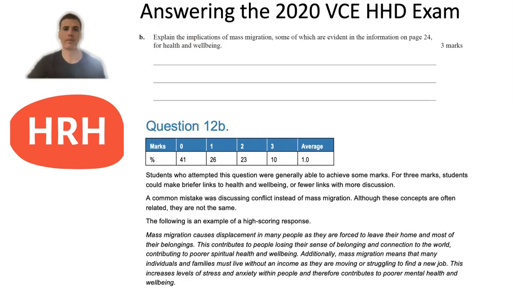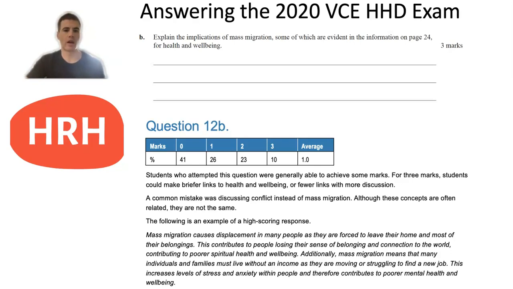Part B was asking you to explain the implications of mass migration, some of which were evident in the information on page 24, for health and well-being. So once again, linking to dimensions of health and well-being. And it mentions there in the examiner's report for 3 marks, students could make brief links to health and well-being, or you could make fewer links with more discussion. So depending on the depth of your answer, that influences how many dimensions you should have referred to.